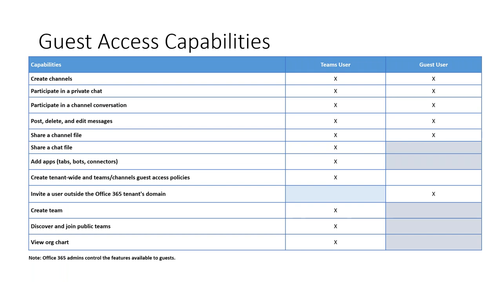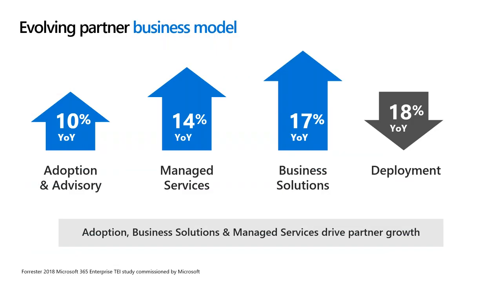Now, here's a table. You'll get the slides afterwards to give you an idea of what a standard Teams user can do. A standard Teams user is a user that has a Teams license inside the tenant. A guest user is an Azure B2B account that you have invited in. Typically they can do the collaboration component, but they can't do some of the admin or the more advanced features. So they get pretty much all the features you need to collaborate quickly and easily. Importantly, remember, without the need for a license.